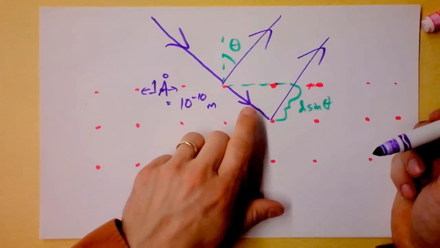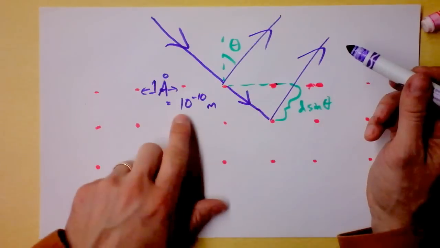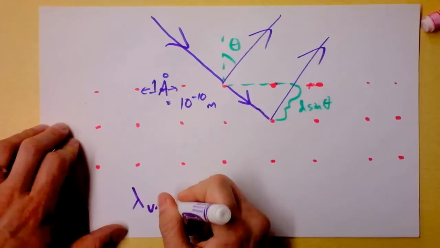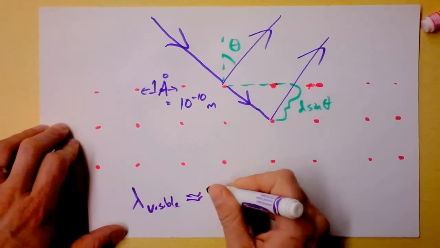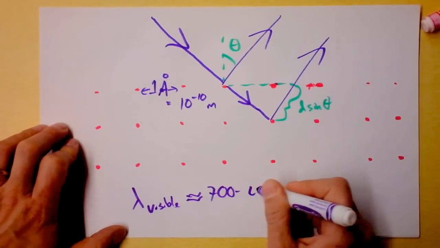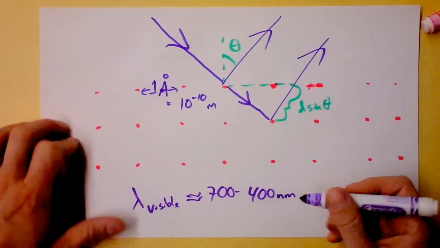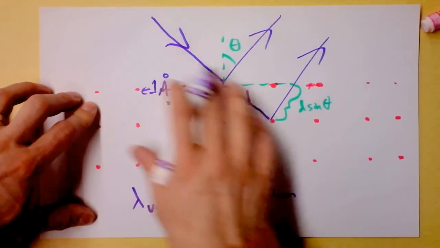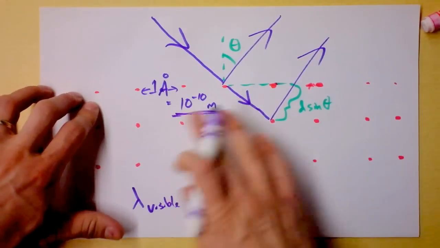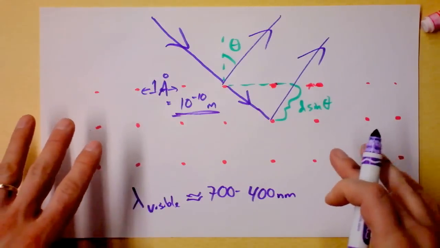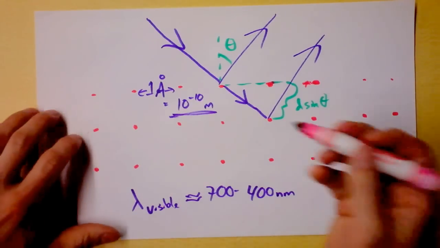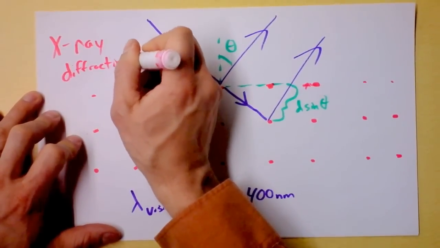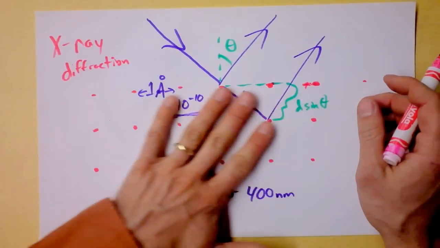In fact, if you find a kind of wave that has a wavelength comparable to 10 to the negative 10th meters, guess what? It's not visible light, because you know that the wavelength of visible light is, let's just ballpark it, like 700 to 400 nanometers. That's way bigger than the crystal spacing. But if you find a type of light that has a spacing similar to that, then you can get crazy diffraction from a crystal. And guess what? It's X-rays that do it. It's called X-ray diffraction. And it's very awesome, and it enables you to learn about the structure of a material.